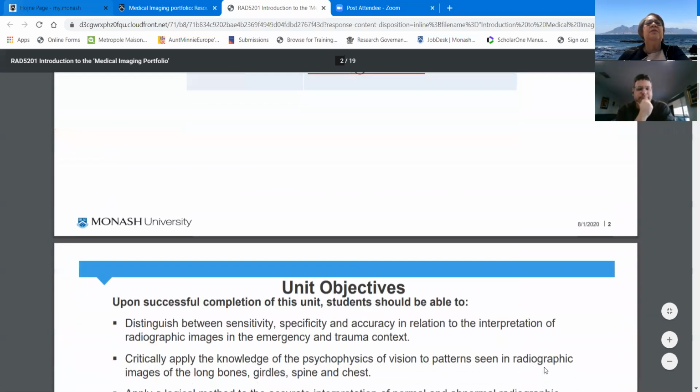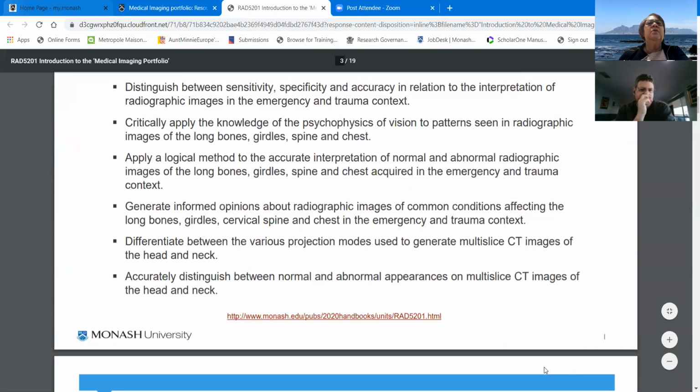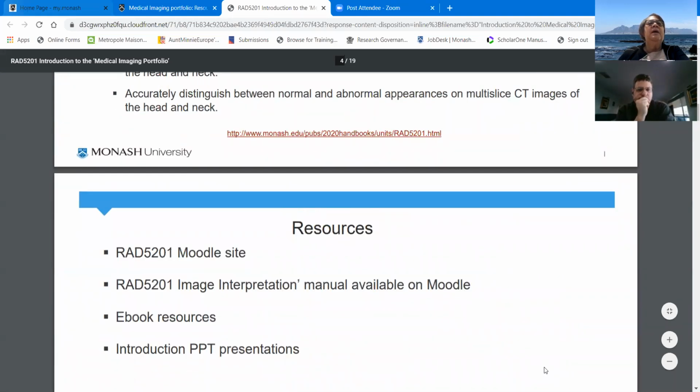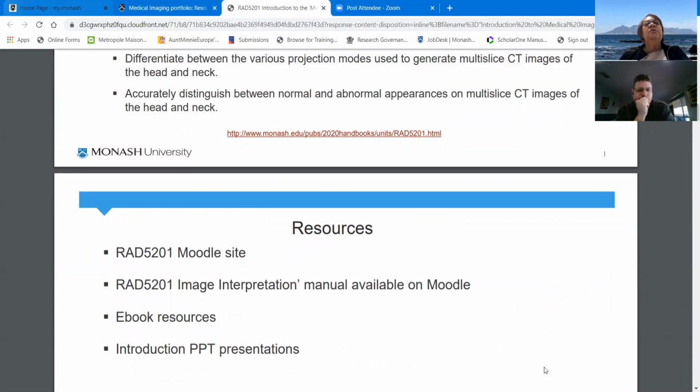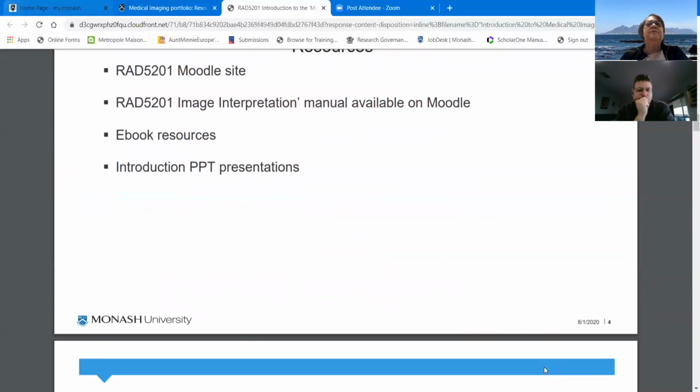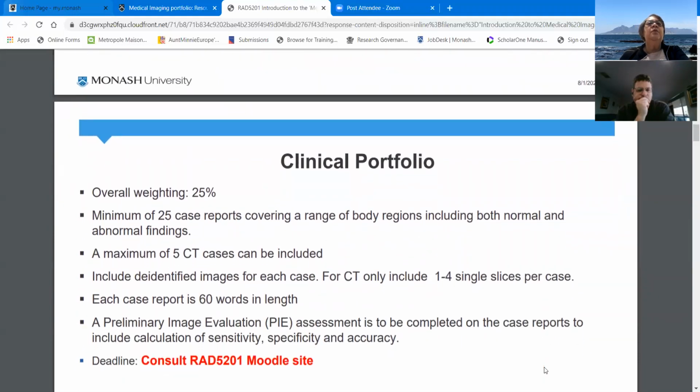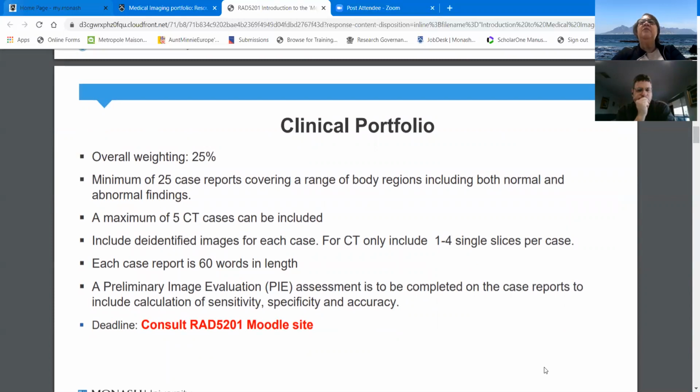So again, it's myself and Crystal, and then also all of the unit objectives that apply. For this unit, of course, you use all of the resources that you've learned through the 12 weeks, and you apply that to the portfolio. The portfolio has a weighting of 25%, so it's quite a significant part of the unit. And the expectation is that there will be 25 cases uploaded, and that should cover the body regions, and there should be both normal cases and abnormal cases.